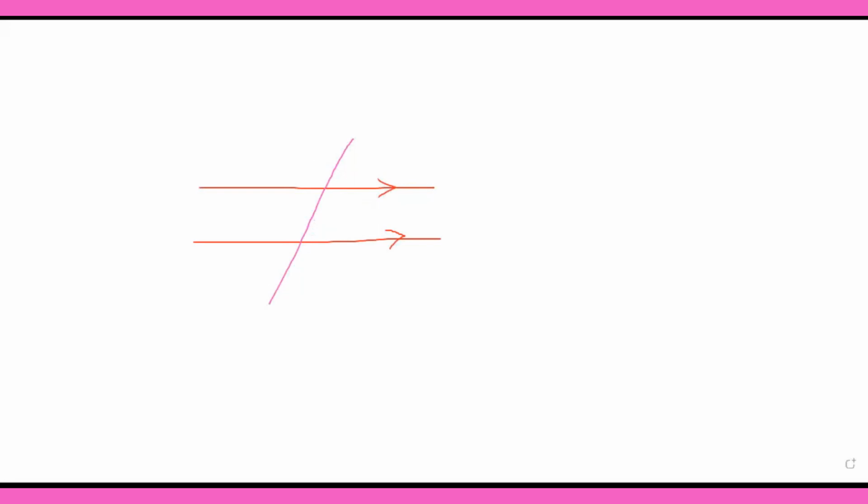We also have alternate interior. So alternate interior, the first word relates to the transversal. What side of the transversal am I on? Alternate sides. So alternate interior. Then the second word relates to the two lines. So interior means I am on the inside or in between the two lines that I care about. So those two would be alternate interior angles, and those are congruent.